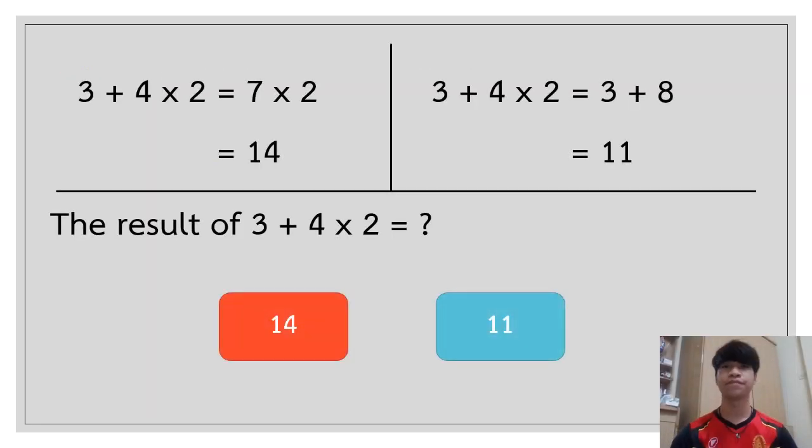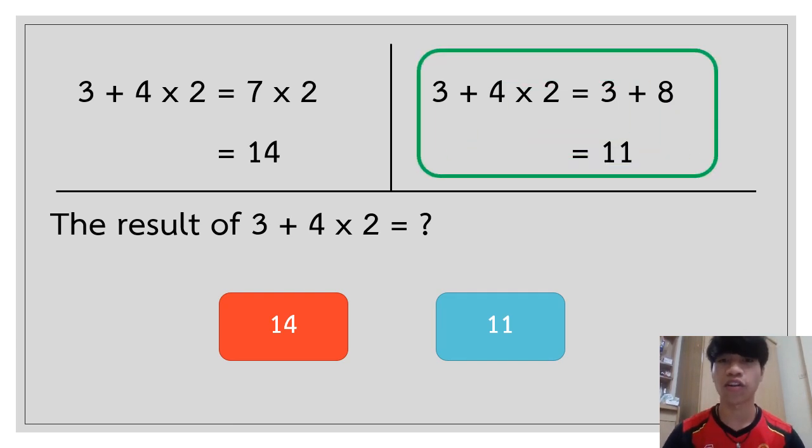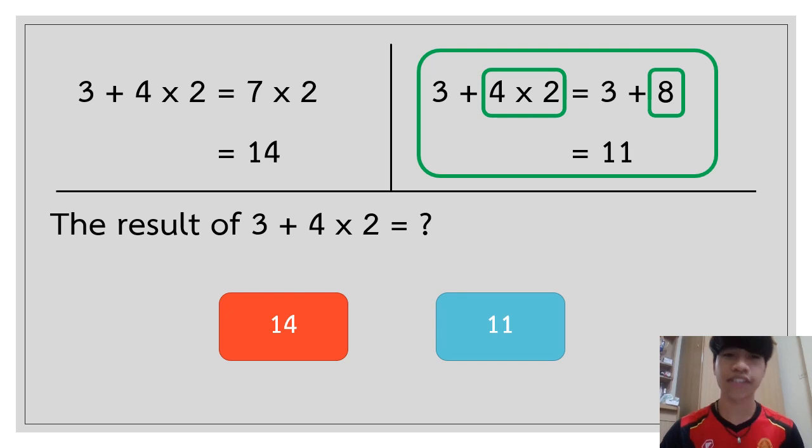This problem, which one is correct? Yes, the right one is correct because the multiplication is before the addition. So 4 times 2 is equal to 8, and 3 plus 8 is equal to 11. So the result of 3 plus 4 times 2 is equal to 11.